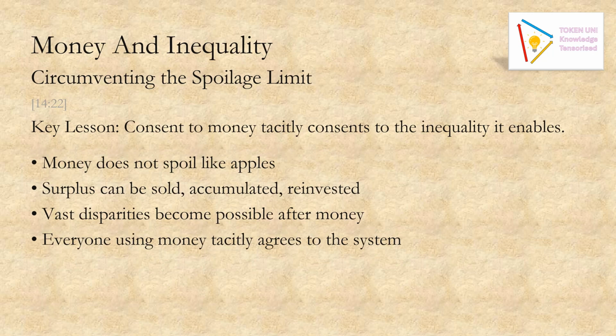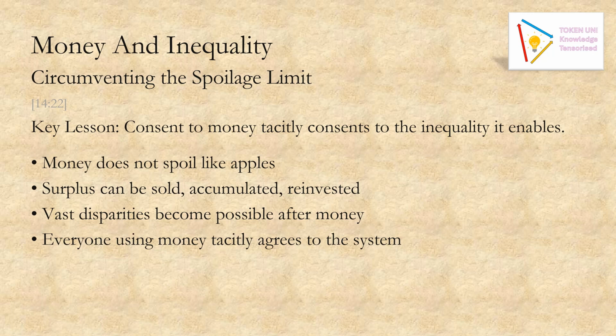Money and inequality. Locke does address one puzzle. If spoilage limits appropriation, how can there be large estates? How can anyone legitimately own more land than they can personally cultivate? The answer is money. By mutual consent, people have agreed to use durable goods, gold, silver, eventually paper, as stores of value. Money does not spoil.